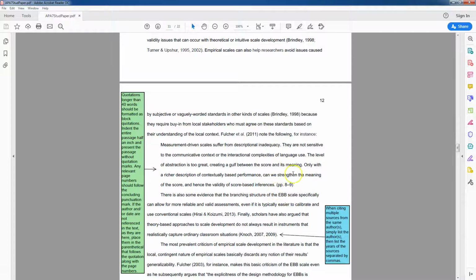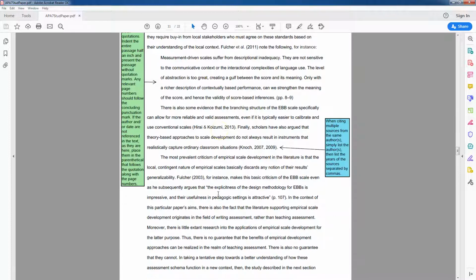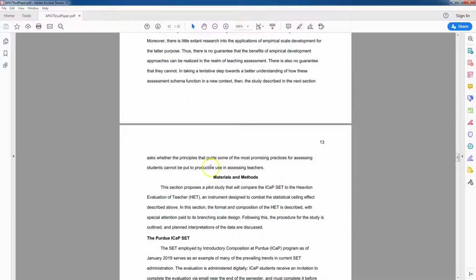Indent the entire passage, and it says half an inch. Here you'll notice the difference. This is PP period 8 through 9. And you'll notice that there's a period before this here. When citing multiple sources from the same author, list the authors, then list the years and the sources. Note the person published an article in 2007.